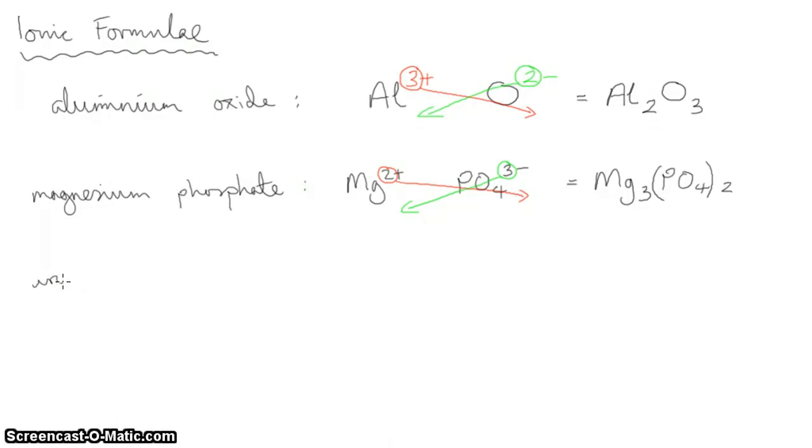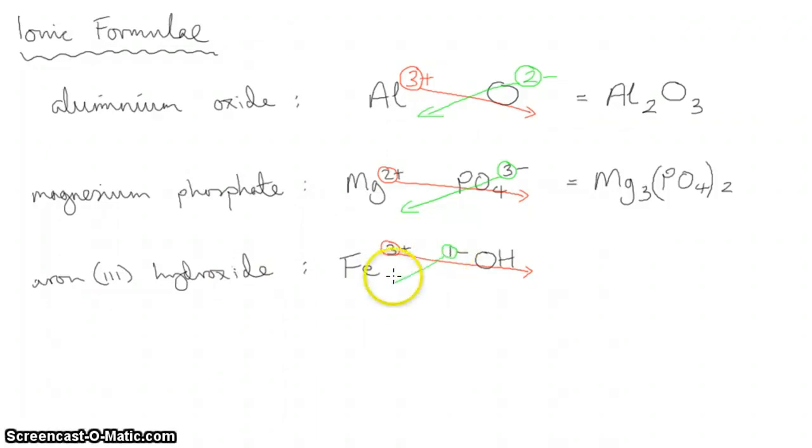If we have something like iron 3 hydroxide, iron 3 ion is a 3+, the hydroxide is a 1-. Okay, I'll put the 1 in there, don't normally write the 1. We put the 3, transfer that to give us the number of OHs, and then the 1, the number of negatives, we move to the ion.